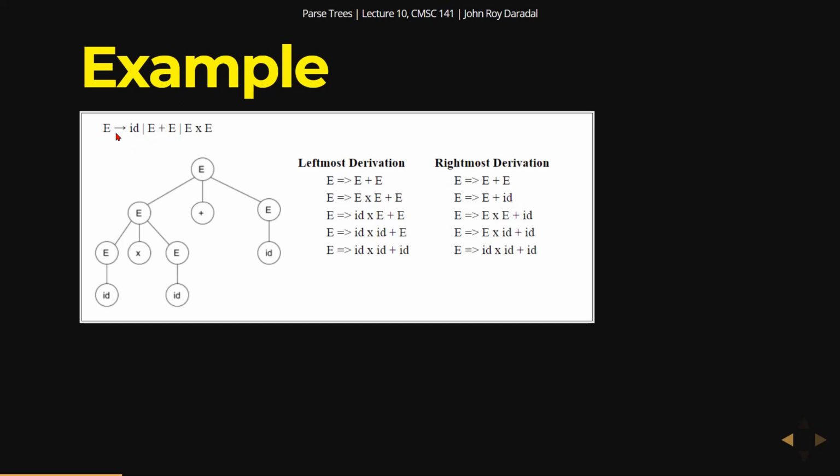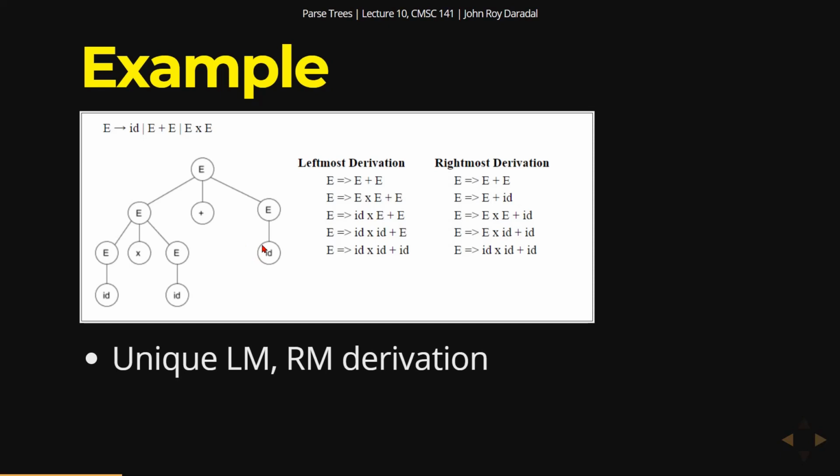Okay, so this is an example. So we have the CFG here. Okay, so we have a simple CFG, and then this is the parse tree of ID times ID plus ID. Okay, so you have ID times ID plus ID. Okay, so we have a unique leftmost and rightmost derivation because from here we have E is replaced by E plus E, and then if we do rightmost, so we replace this E with the E times E.